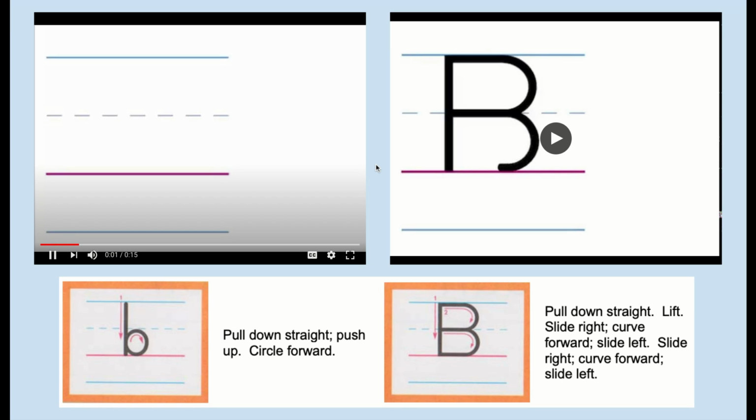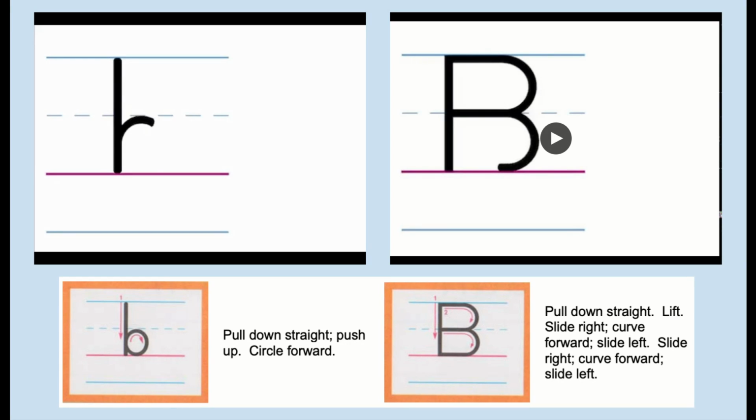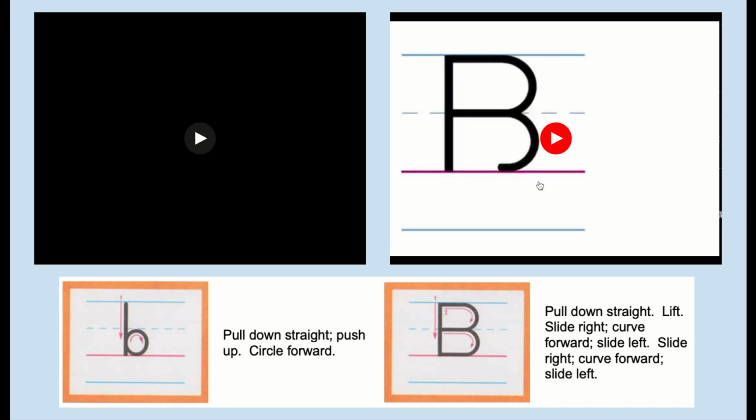Lowercase b. 1. Pull down straight. Push up. Circle forward. Lowercase b. Now put your pencil down and let's practice forming the uppercase B with the video.